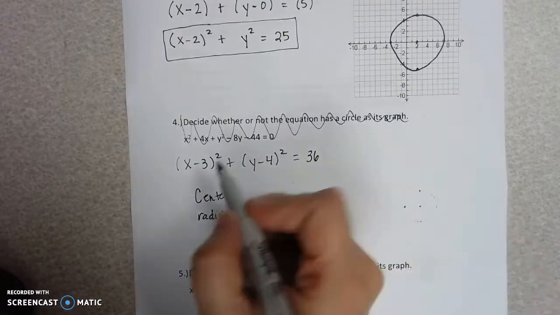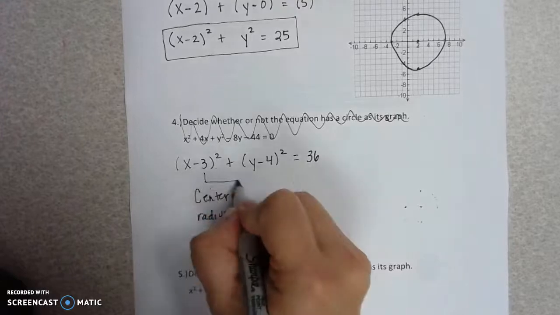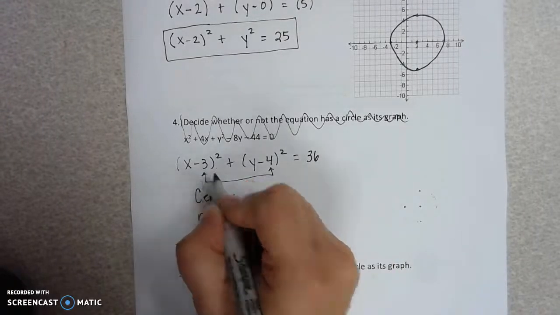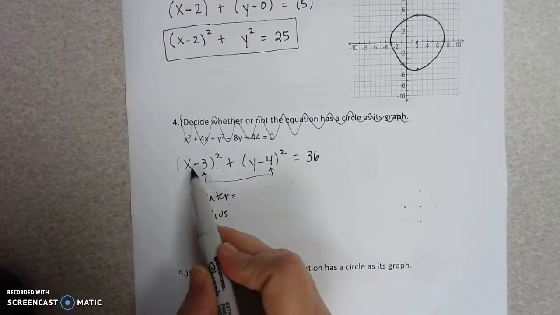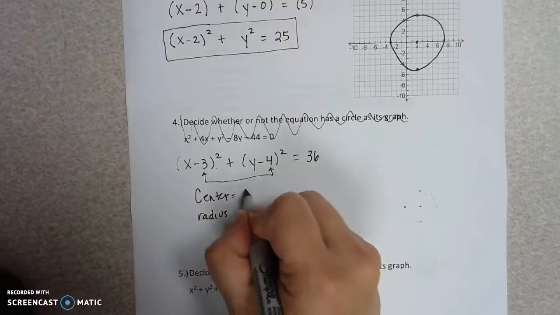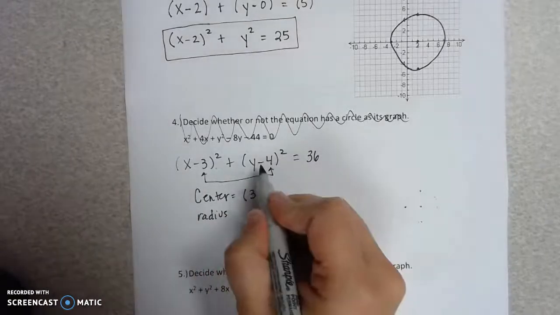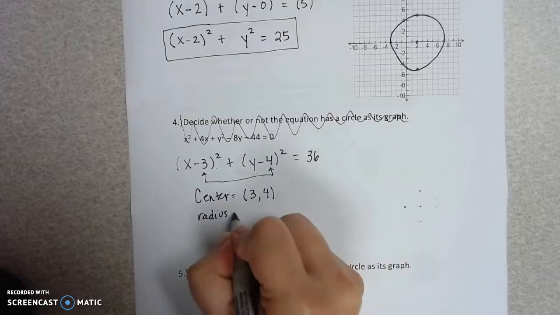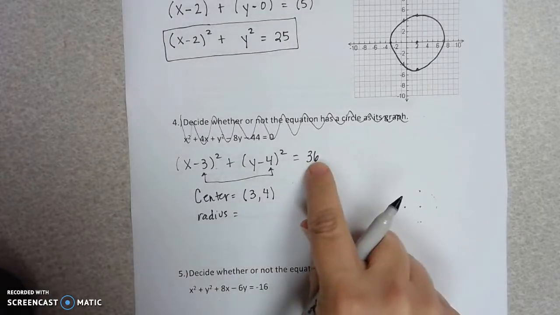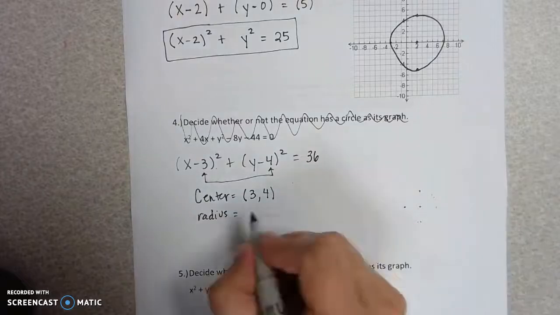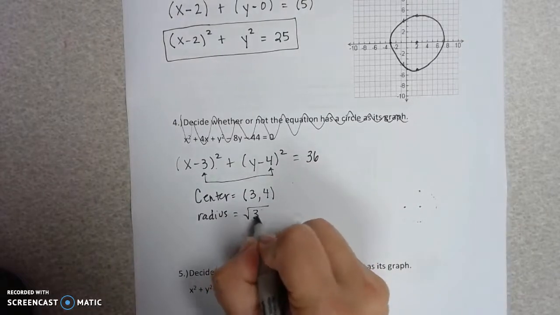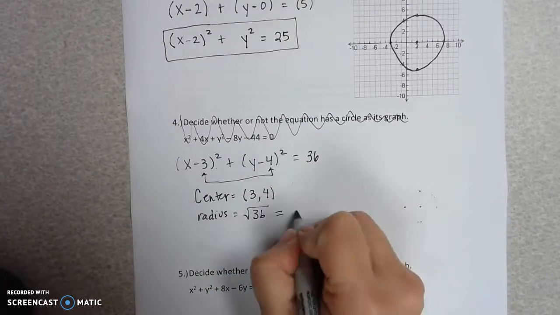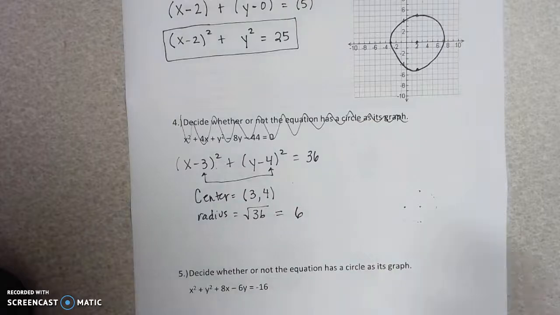So the center, remember, is H and K. That's these two numbers right here. Remember that the formula says x minus H, so H would be 3, and y minus K, so K would be 4. And then the radius comes from here, and remember this 36 came from squaring the radius. So if I take the square root of 36, I'll find that the radius is 6.